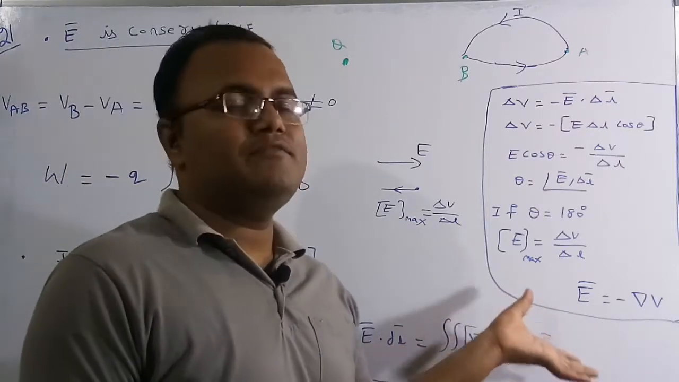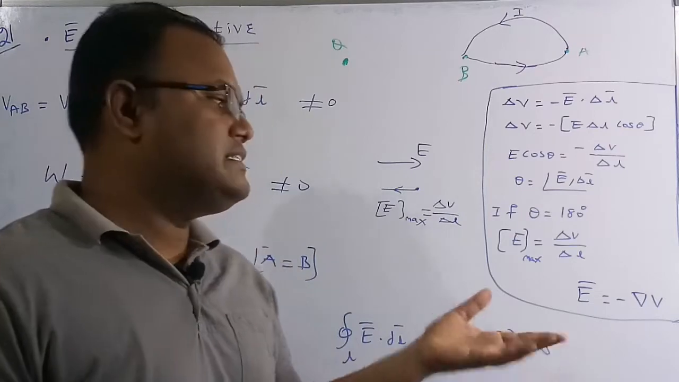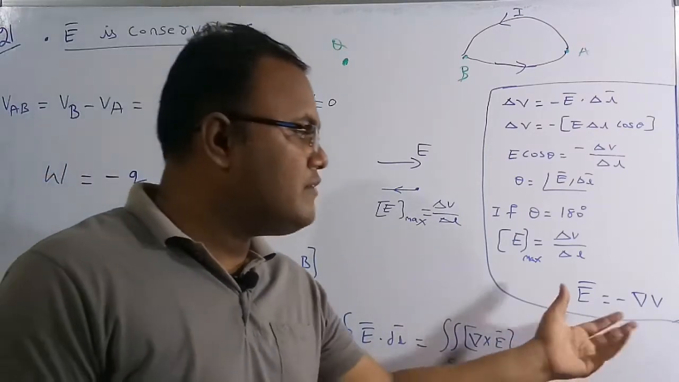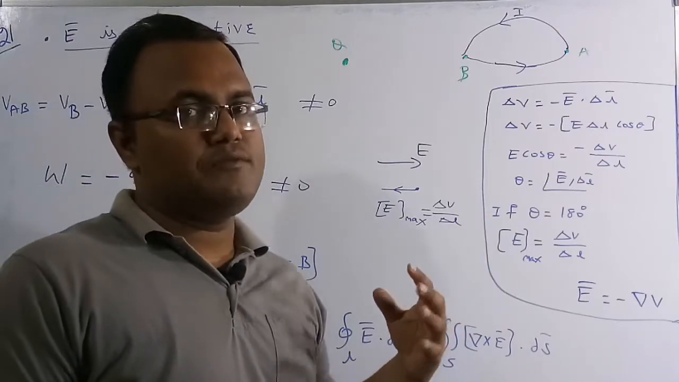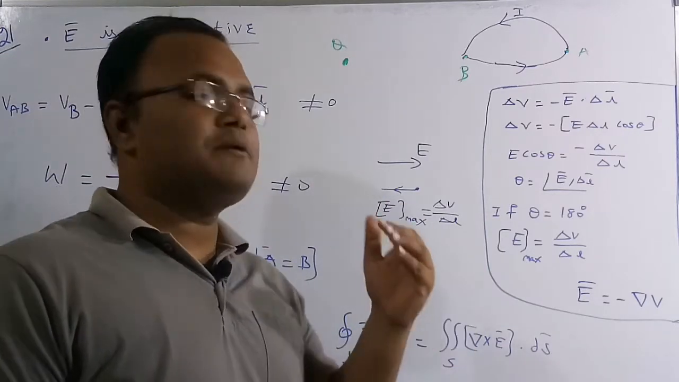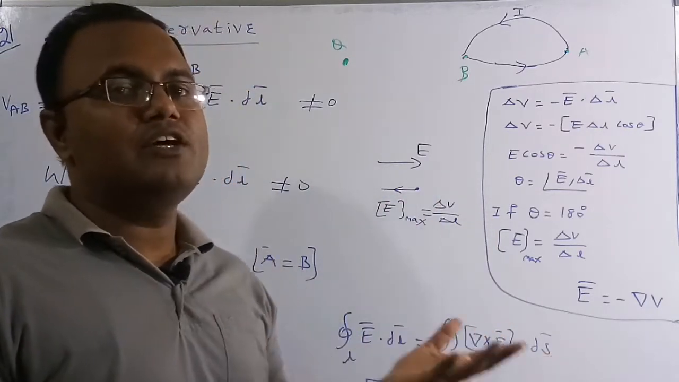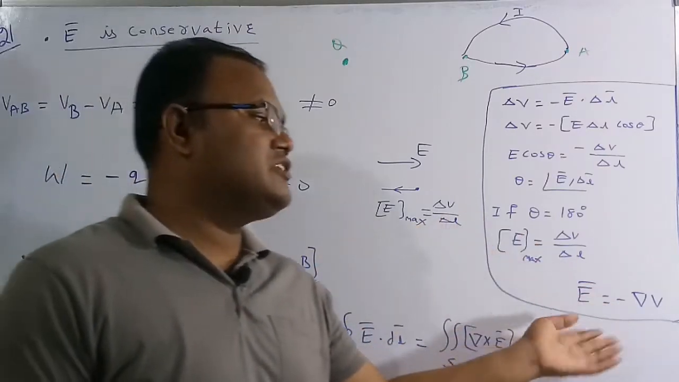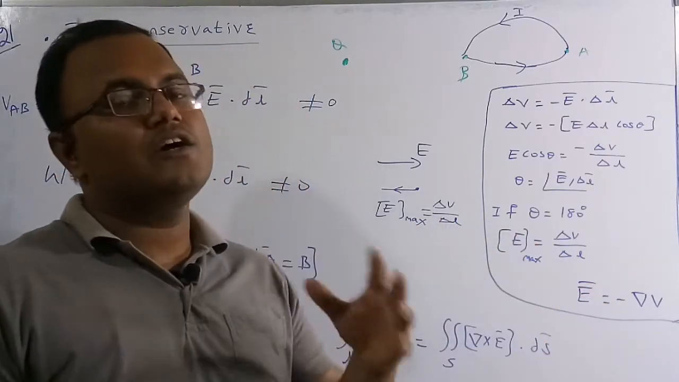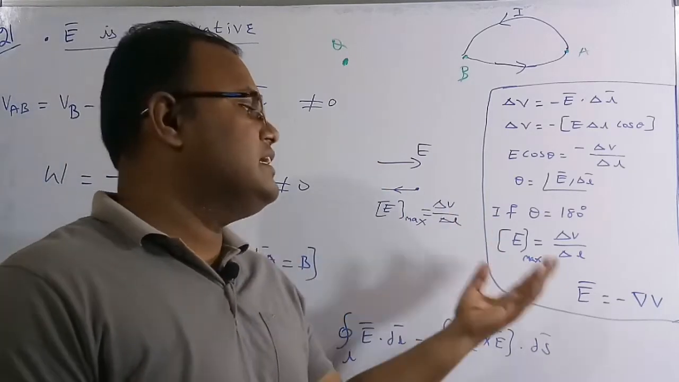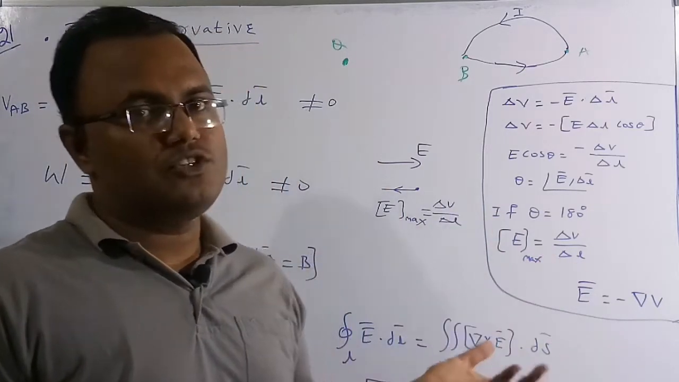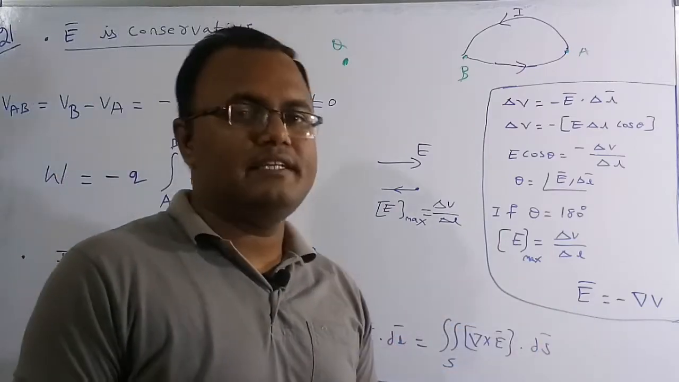So the electric field is the negative of the gradient of the scalar electric potential. The gradient is always perpendicular to a scalar function, and whenever something is perpendicular, there is no curling effect. So this also tells us there is no curling mechanism; it is only radiating. Therefore the curl of the electric field is also equal to 0. So E bar is equal to minus del V.